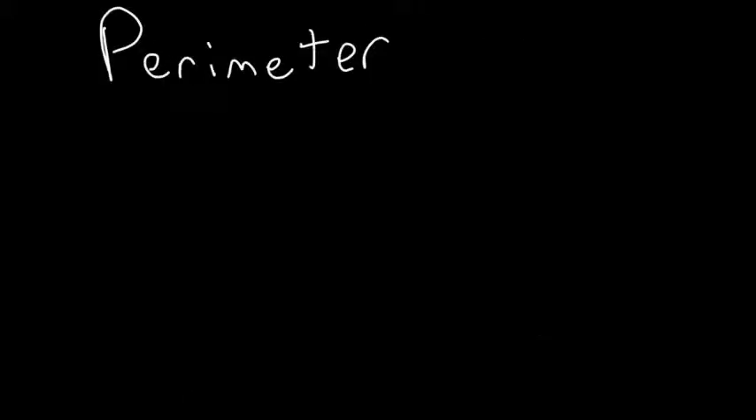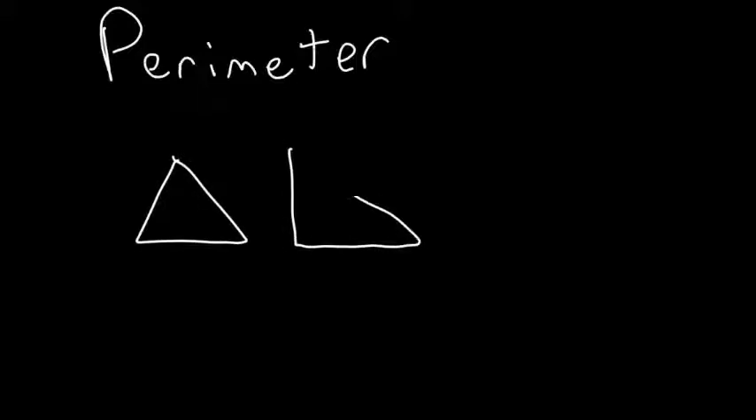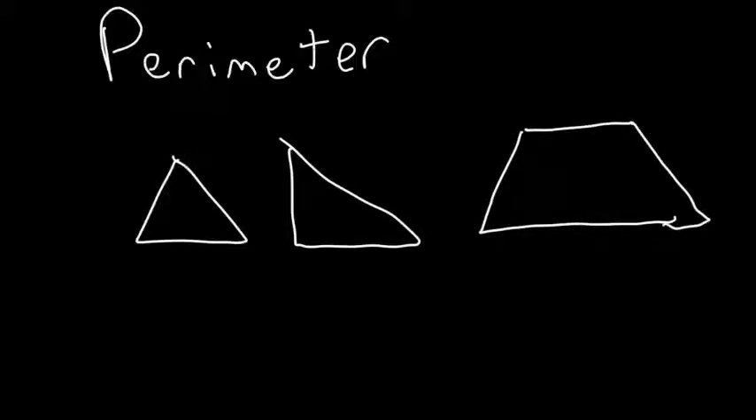So perimeter of a square and rectangle, they have special formulas. Any other shape though, so if we're talking a triangle, different kinds of triangles, a trapezoid, any other shape that you're going to deal with, for perimeter all you need to do is add up all the sides. So let's give these some numbers.